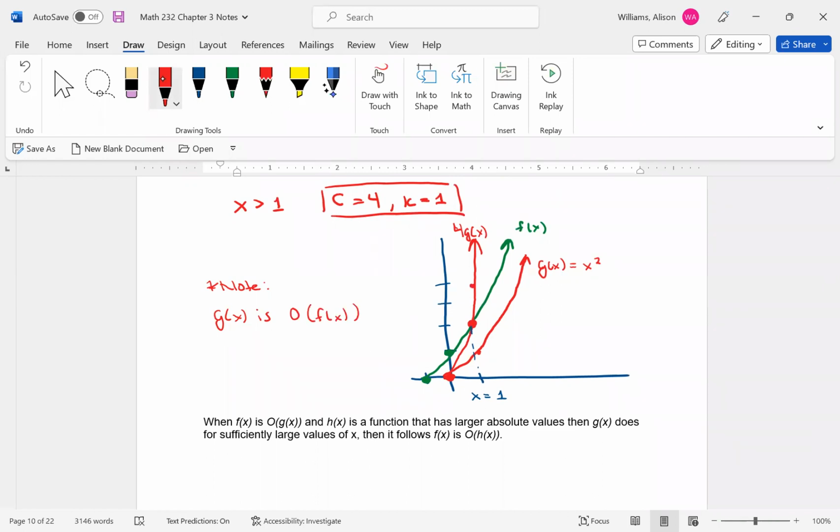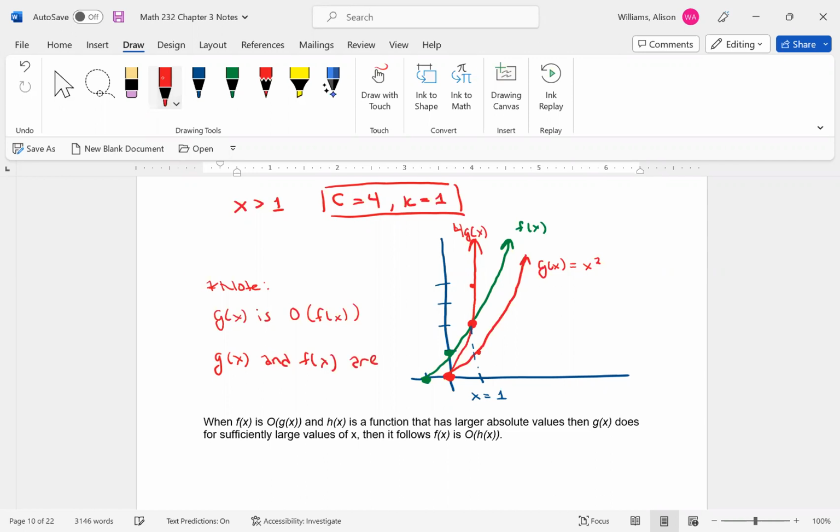So I could have reversed the order that I wrote the big O in, and I could have still trapped it. I would have been able to still do the same game of trapping. I'd probably have a different C and a different K, but that's okay. I'd still be able to trap it. And when that happens, that means that g of x and f of x are what they call the same order.